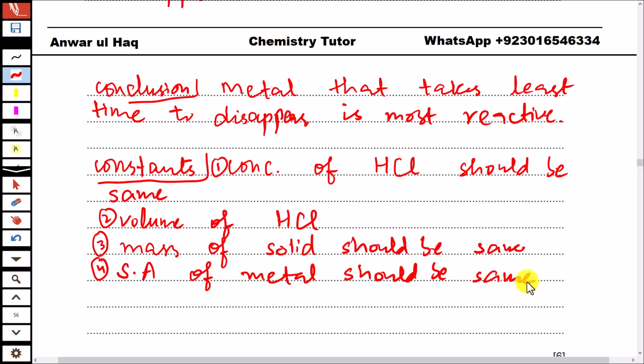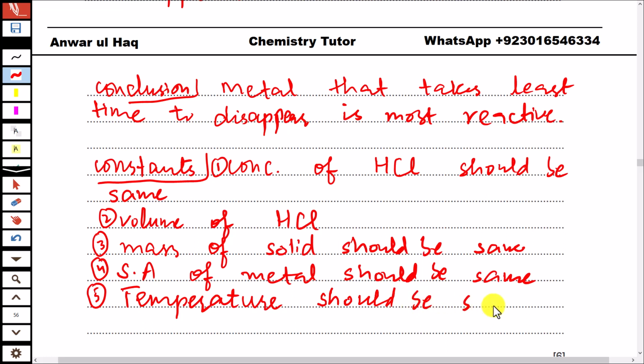Why? Because if you are taking three solids with different surface area, then this is going to affect the rate of reaction and your test will not be a fair test. And fifth one is temperature, because in chapter number 6 chemical reactions we studied about the rate of reaction and the factors that affect rate of reaction, and we know the temperature is an important factor that controls the rate of reaction. So temperature should be same if we want a fair test.